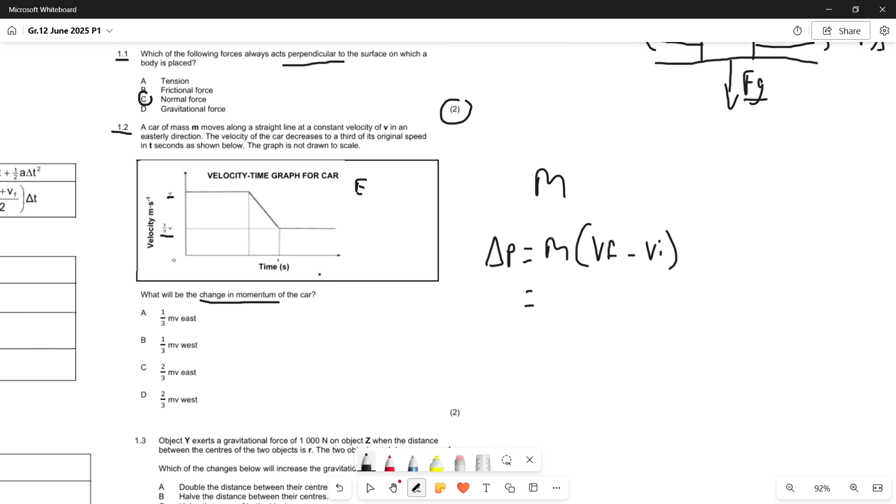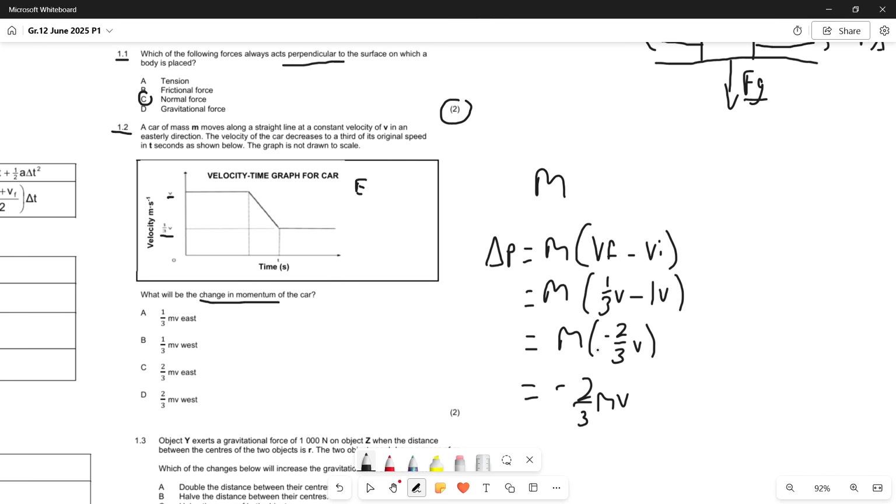So that means at this stage we can just go ahead and we can plug in our final velocity, our 1/3v, and our initial velocity v over there. Because mass is mass, they told us this. Final velocity is 1/3v. Our initial velocity is just v, which means it is 1v. And then we can go ahead and we can solve for it. So m is here. 1/3 minus 1 is minus 2/3v. And therefore we have minus 2/3m times v.